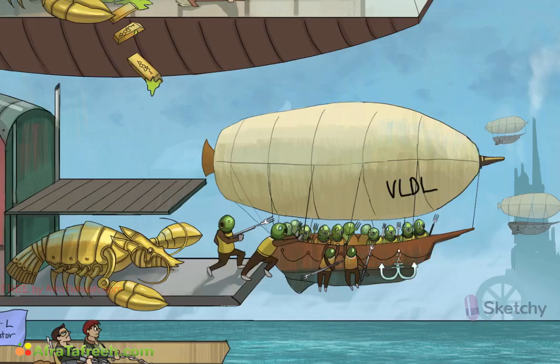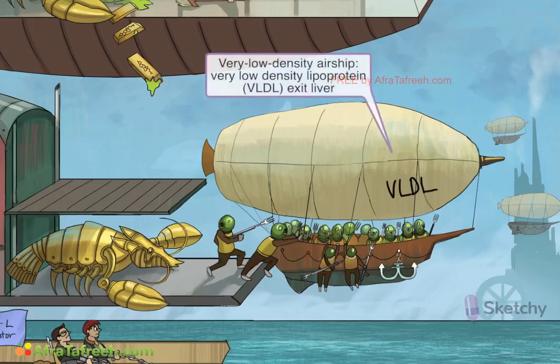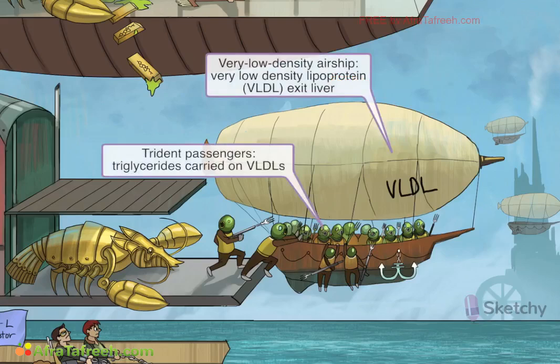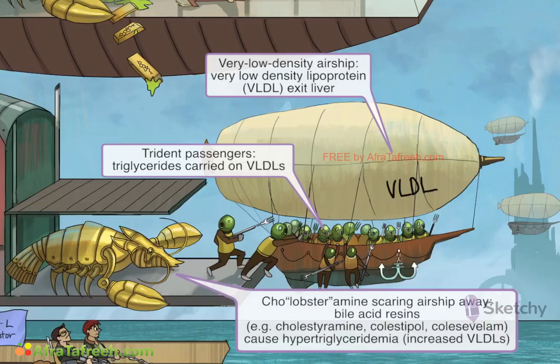Remember from our previous sketch that VLDLs are your triglyceride-laden lipoprotein transporters, exported from the liver, responsible for delivering triglycerides to tissues. And in this chapter, VLDLs are represented by the very low-density airships that transport these triglyceride trident-wielding passengers from the liver to the peripheral sites. Well, see how this cholestyramine lobster frightens the triglyceride passengers as they scramble onto the departing VLDLs for safety? Just remember that cholestyramine causes increased production of VLDLs and increases the levels of circulating triglycerides.